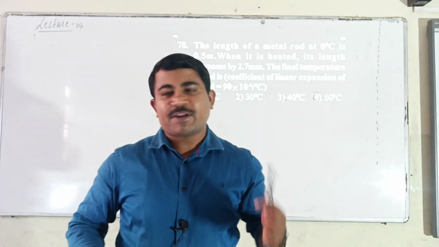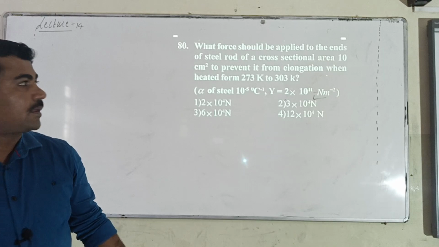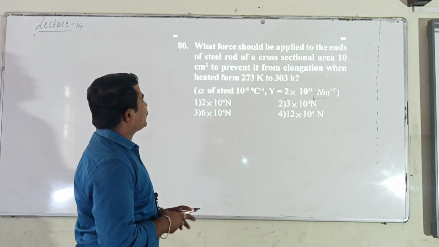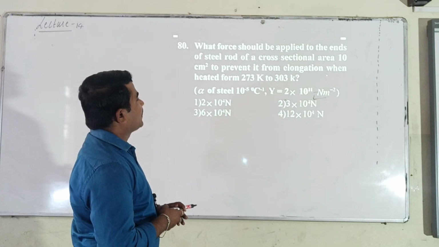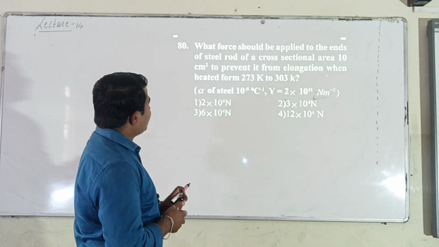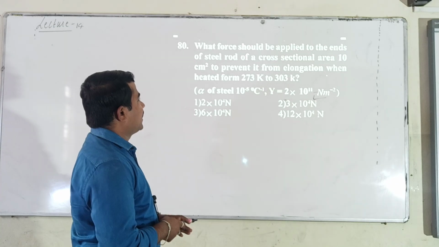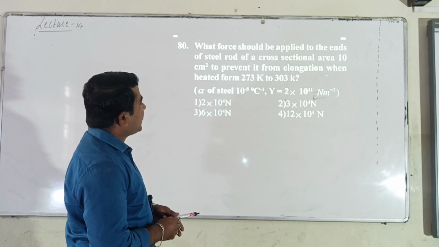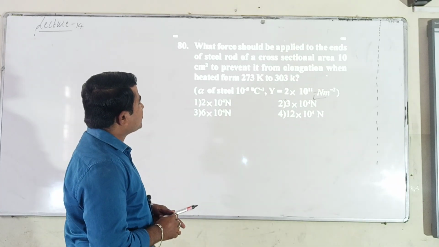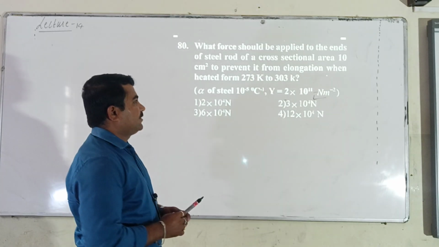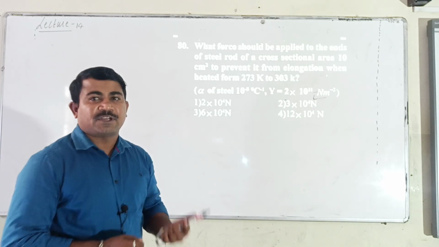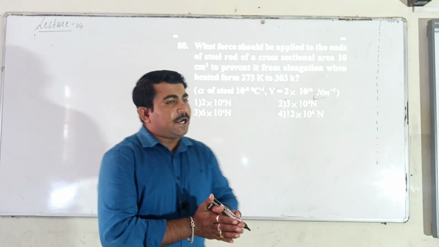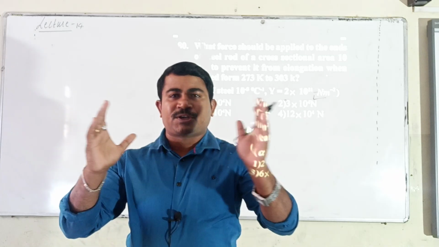Okay. Next numerical is: what force should be applied to the ends of a steel rod of cross section 10 centimeter square to prevent it from elongation when heated from 273 to 303 Kelvin? See here what is given. How much force is needed to prevent the elongation of the rod?